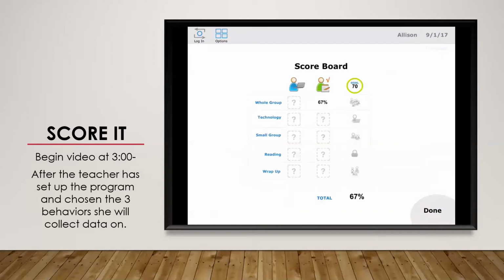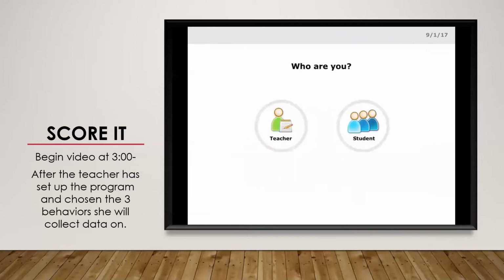The check at the top near the green icon, that refers to the teacher, and it's checked there because the teacher is the scoring priority. I go to done, now it's Allison's turn to rate.